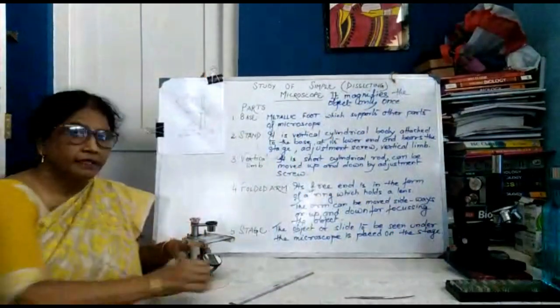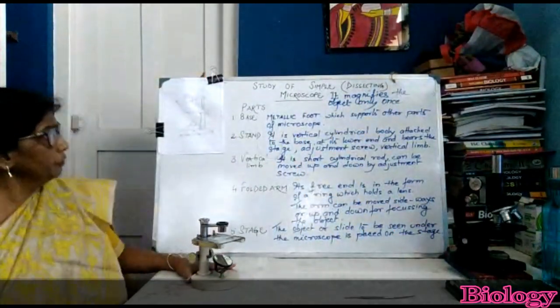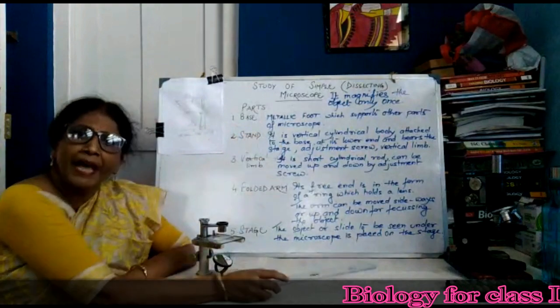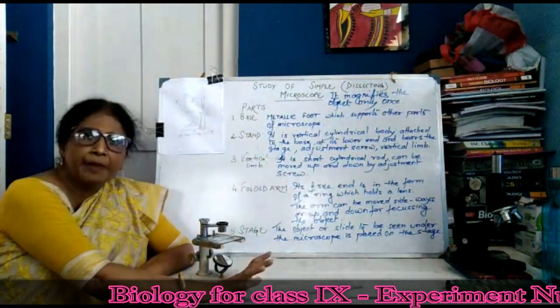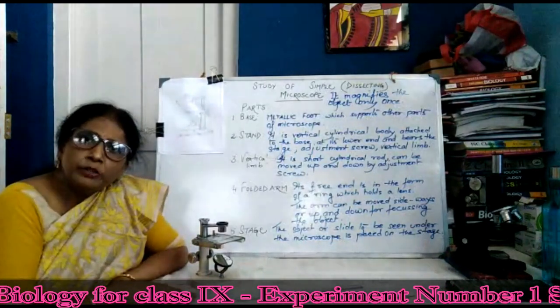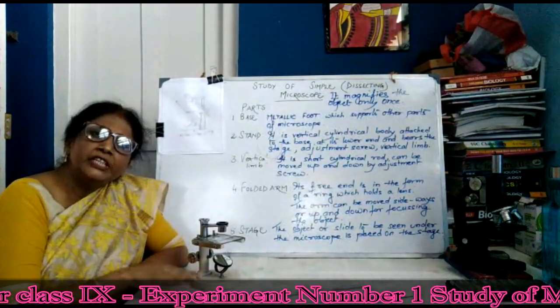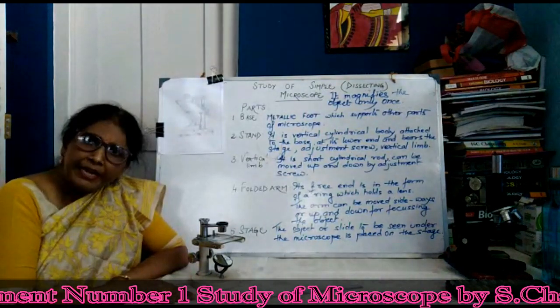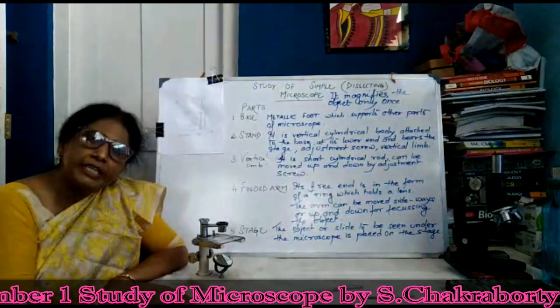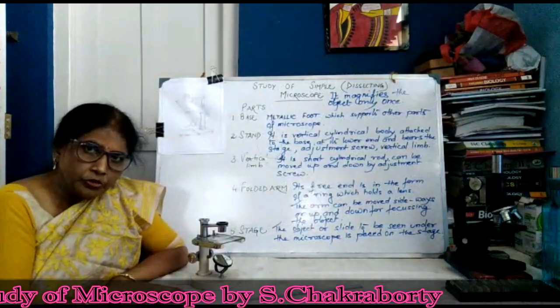Good morning, students. Today I am going to show you the simple microscope and the compound microscope. Both these microscopes are light microscopes. Light microscope means the source of illumination is light. There is another type of microscope called the electron microscope, where the source of illumination is a beam of electrons.